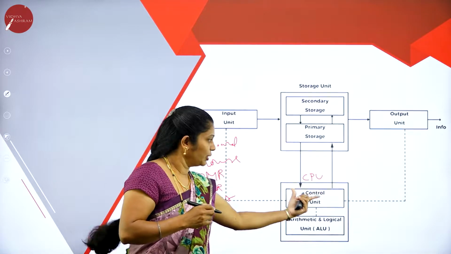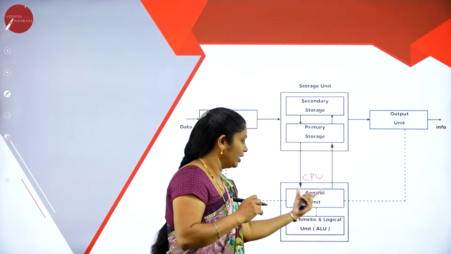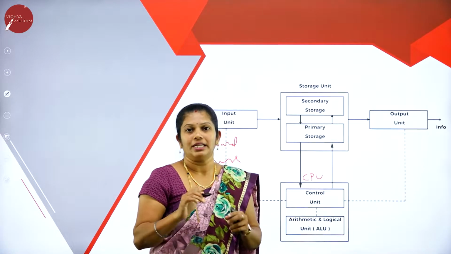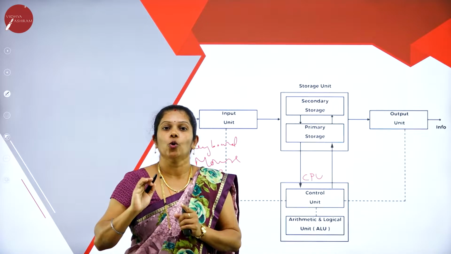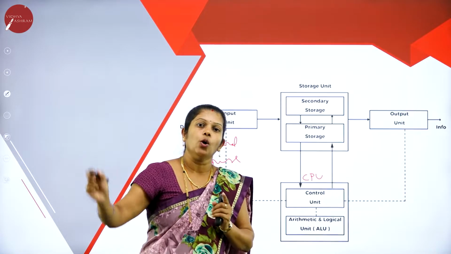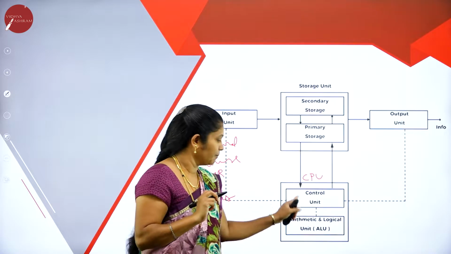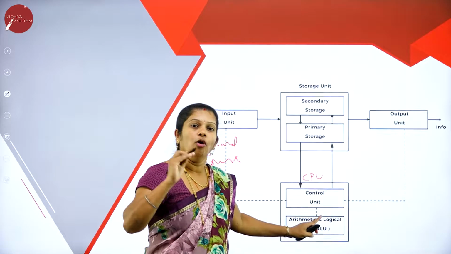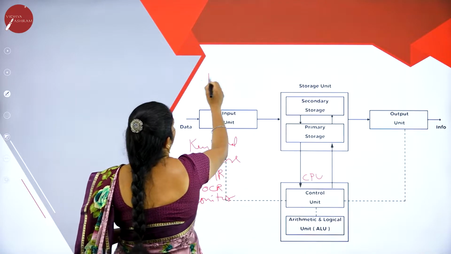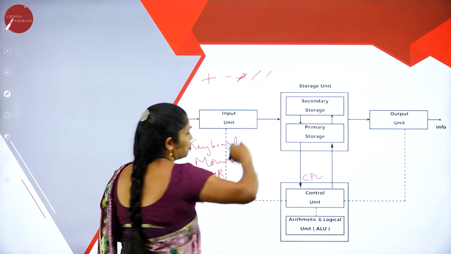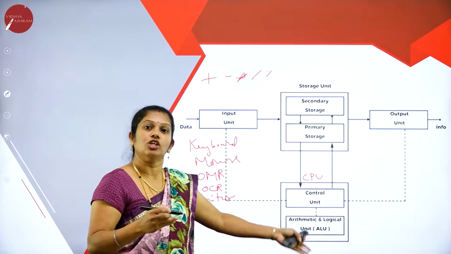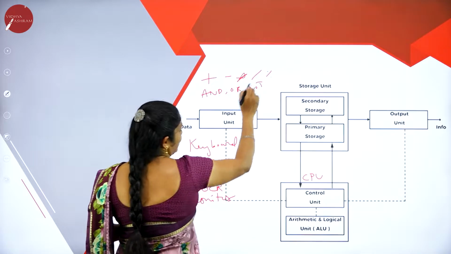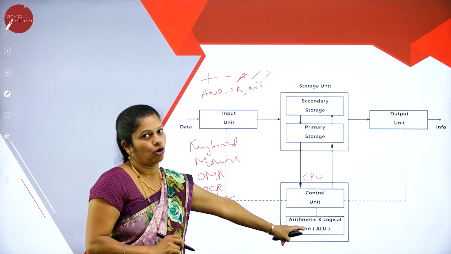Then you have one more component, that is the CPU. In the CPU, you have the control unit, the arithmetic and logic unit, as well as the register. The control unit, the name itself suggests control. It will control the overall operation of the computer system. The next one, the arithmetic and logic unit, mainly performs all arithmetic operations like addition, subtraction, multiplication, division, as well as logical operations like AND, OR, NOT.